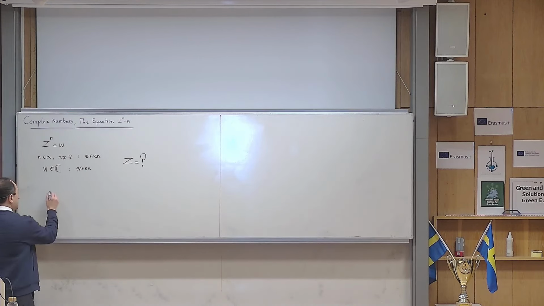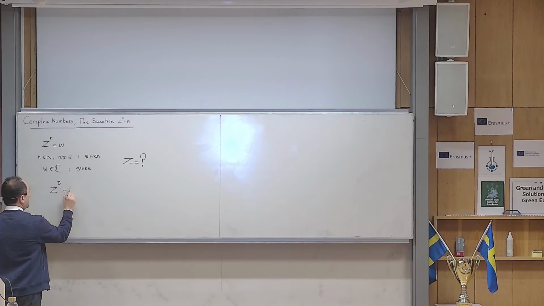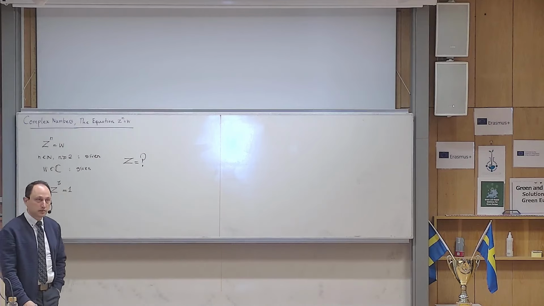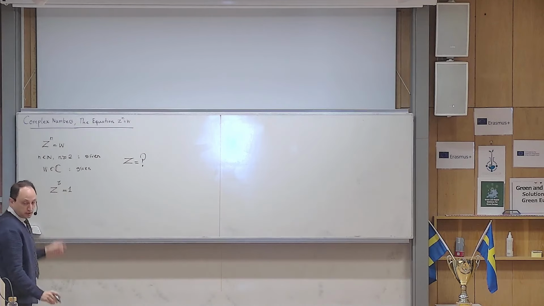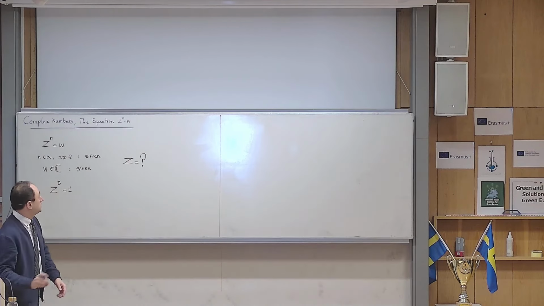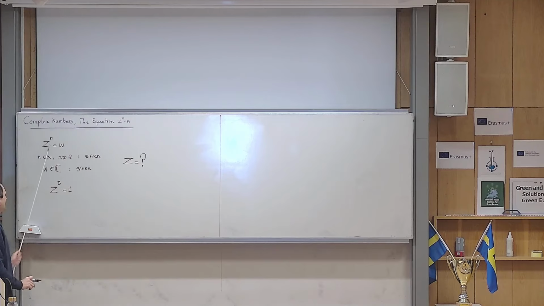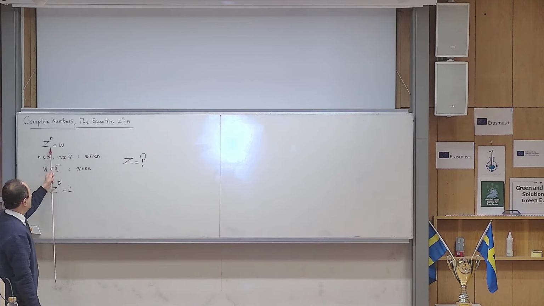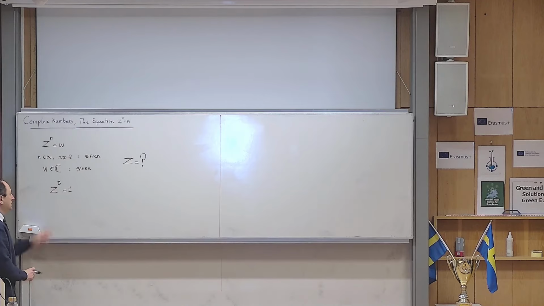For example, let me start with a very simple example. z cubed is equal to 1. I want to solve this problem. Comparing this with the given equation up there, here in this problem 3 is n, which is given. w is 1. Of course, 1 is also a complex number because it can be viewed as 1 plus 0i. So that's exactly the topic of this lesson. We want to find z.